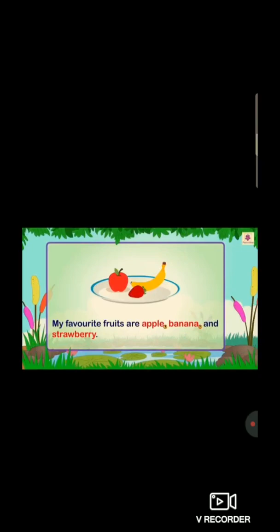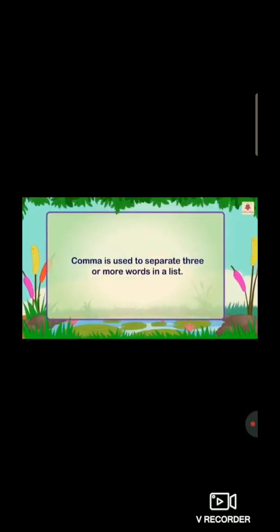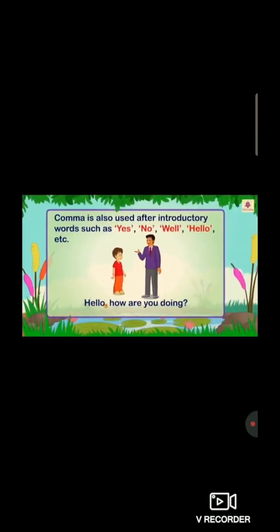Right students, can you see? My favorite fruits are apple, comma, banana, comma and strawberry. Comma is used to separate three or more words in a list. So students, now see here, comma is also used after introductory words such as yes, no, well, hello, etc. For example, hello, how are you doing?